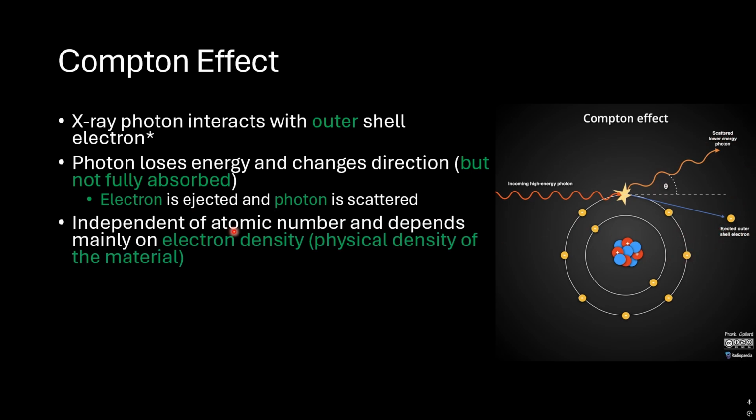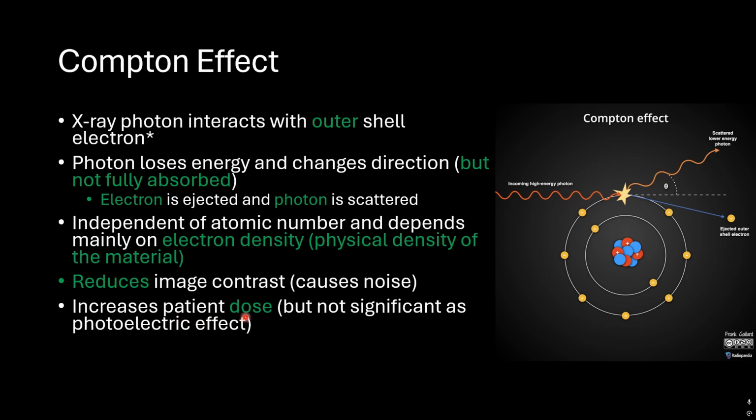We have both. It is independent of atomic number and depends mainly on electron density, which is related to the physical density of the material. So it's not related to the atomic number as the photoelectric effect is. It reduces image contrast because it causes noise. This scatter photon will hit the detector making noise because it's coming from different directions, and this noise will decrease the contrast. It increases patient dose, but not as significantly as the photoelectric effect. So for sure it will increase the patient dose, but not like the photoelectric effect.